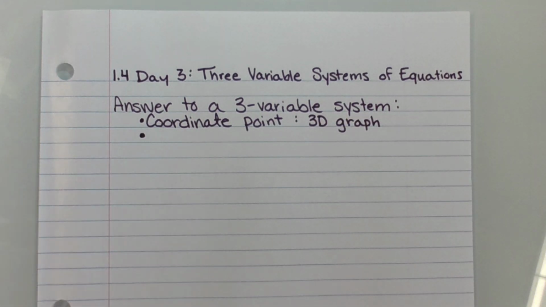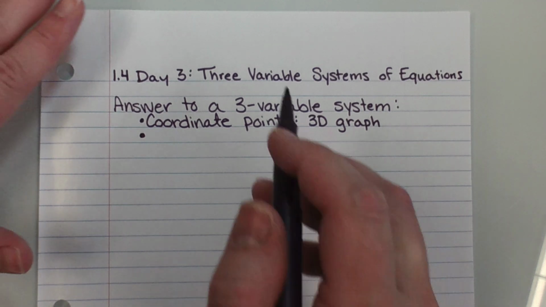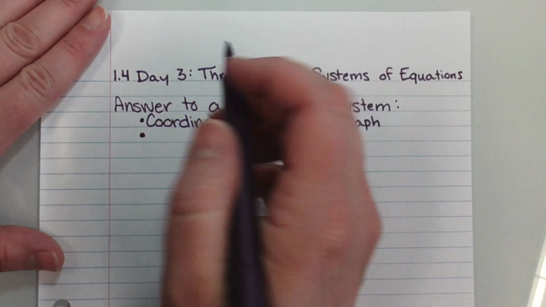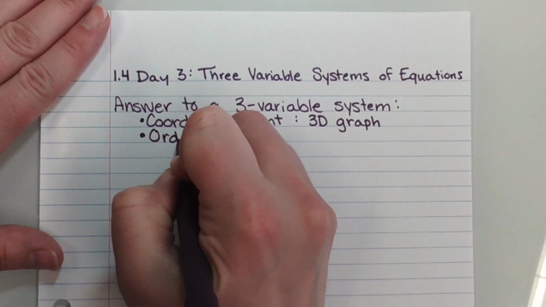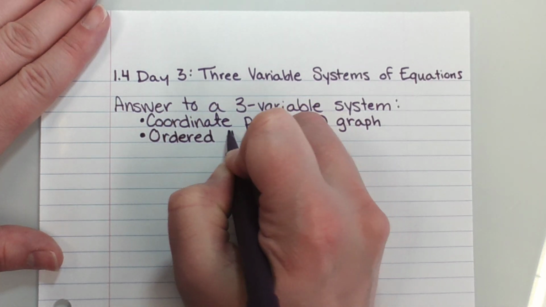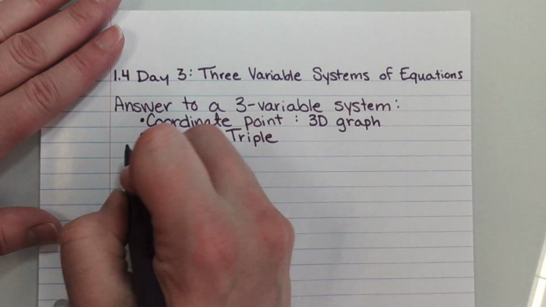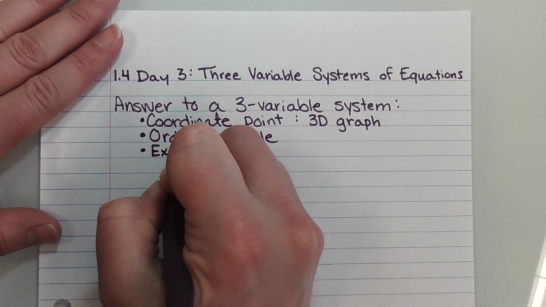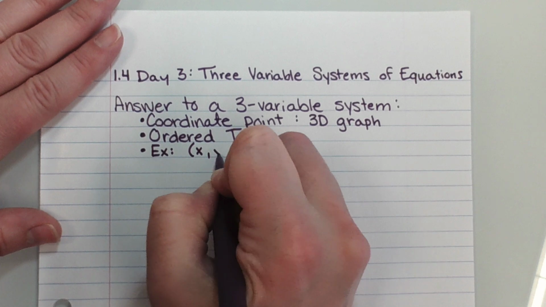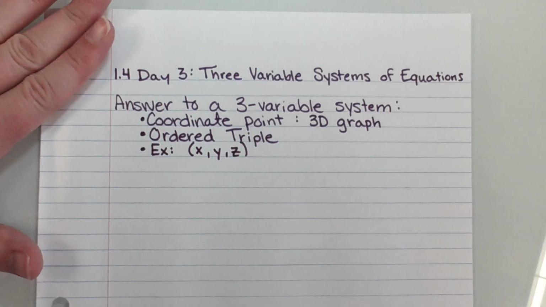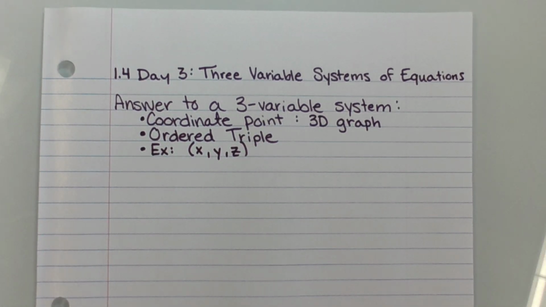Now, a coordinate point is also commonly called a what? An ordered pair. That's another form of what you've been told. For a 3D variable, it's an ordered triple. It's going to look something like X, Y, Z. Now that's if the variables are X, Y, and Z.